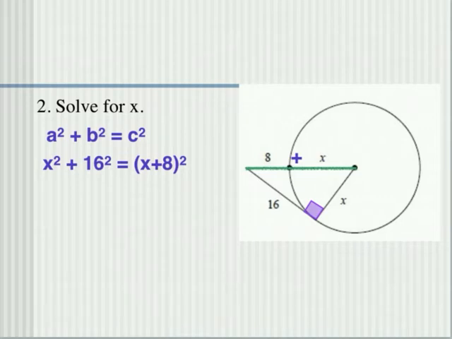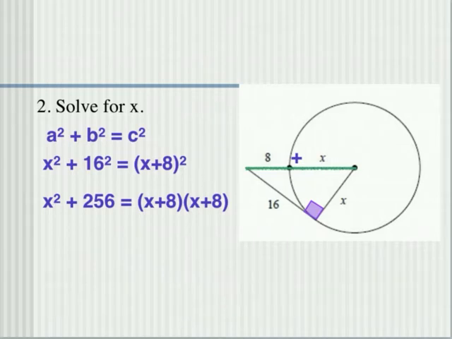One thing I do want to point out that a lot of people forget is that when you have a quantity in parentheses squared, that really means you have two of the same quantity. So this parentheses x plus 8 squared really means you have x plus 8 times x plus 8. Oh, it's a FOIL problem!